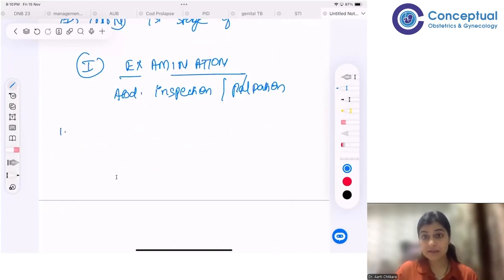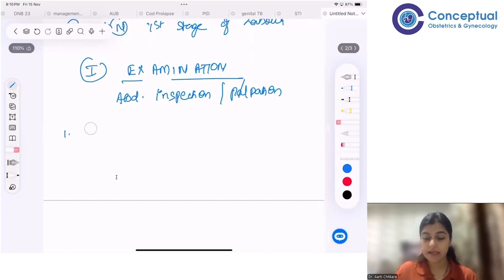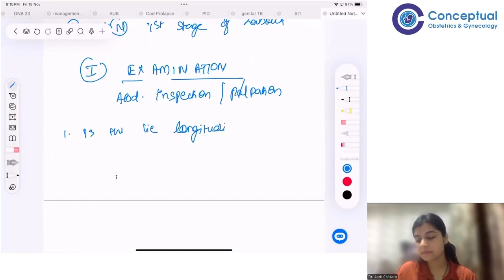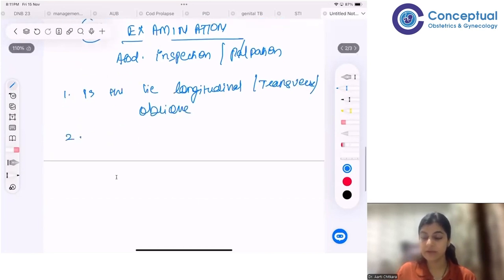First, ask yourself these 9 questions that I'm going to write down. Take note of these questions. This has to be there in your clinical notes whenever you are mentioning examination of a patient. Is the lie longitudinal, transverse, or oblique? This is the first thing that you have to check while you are examining your patient, and keep this in your mind.